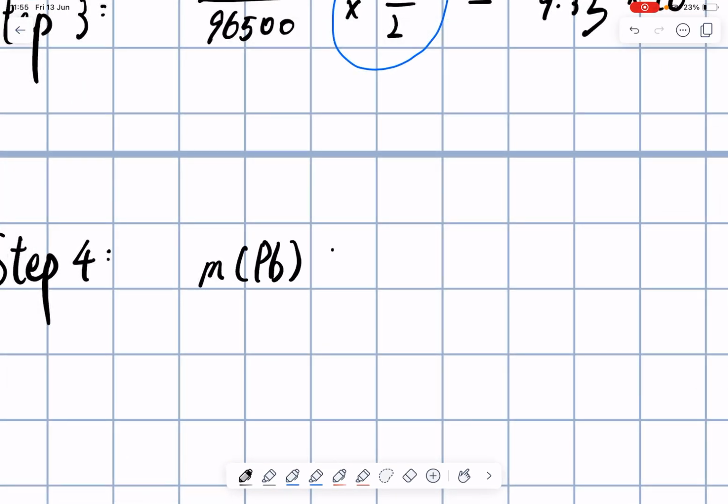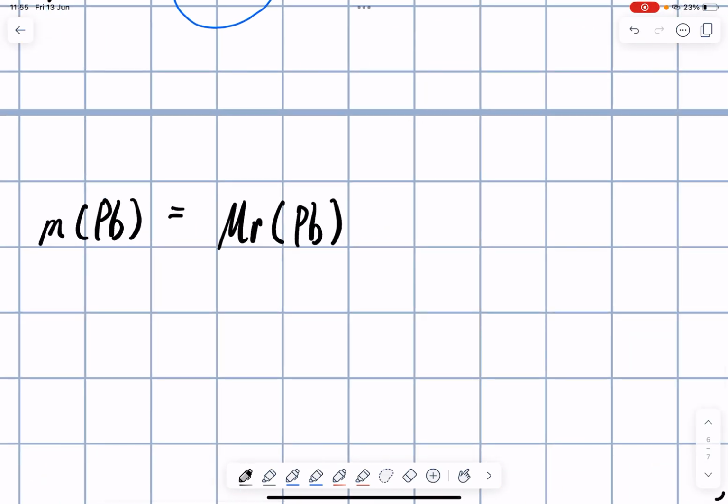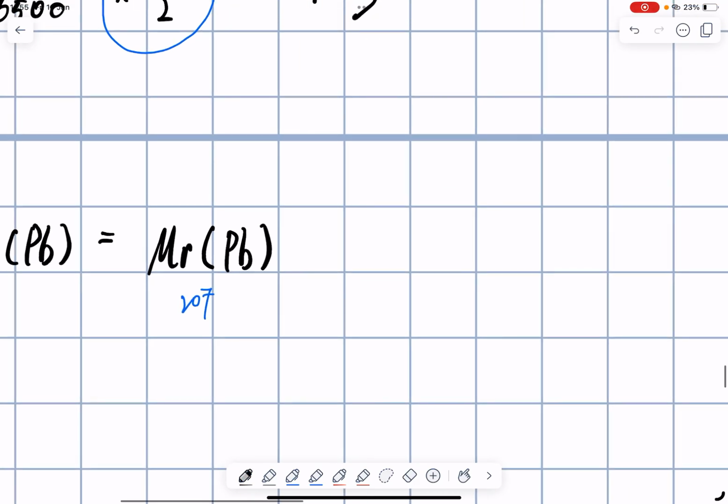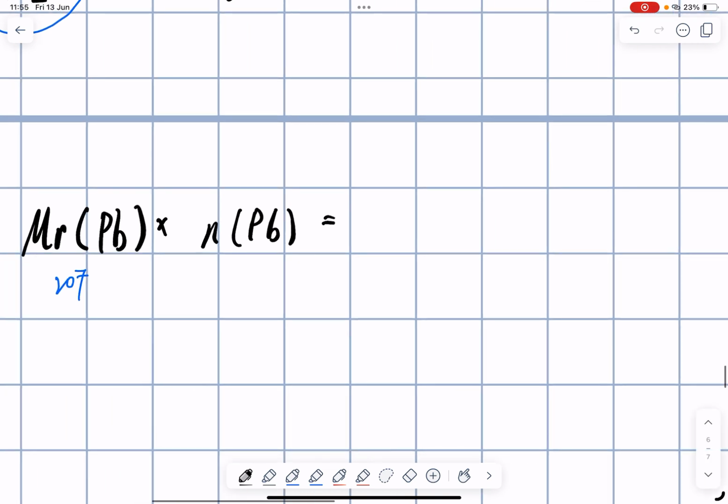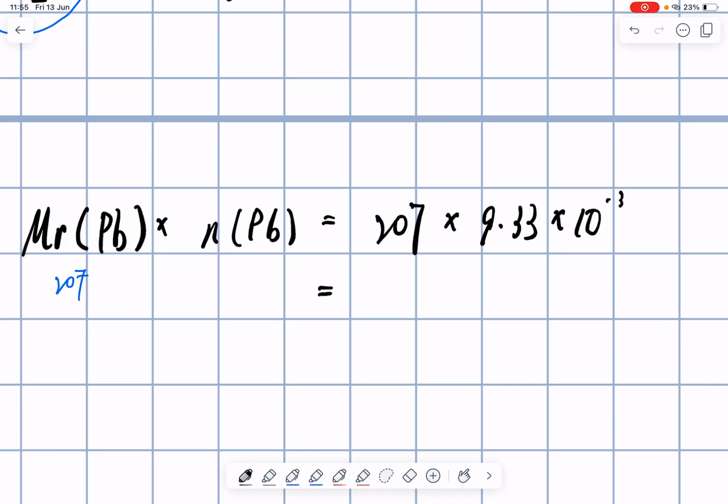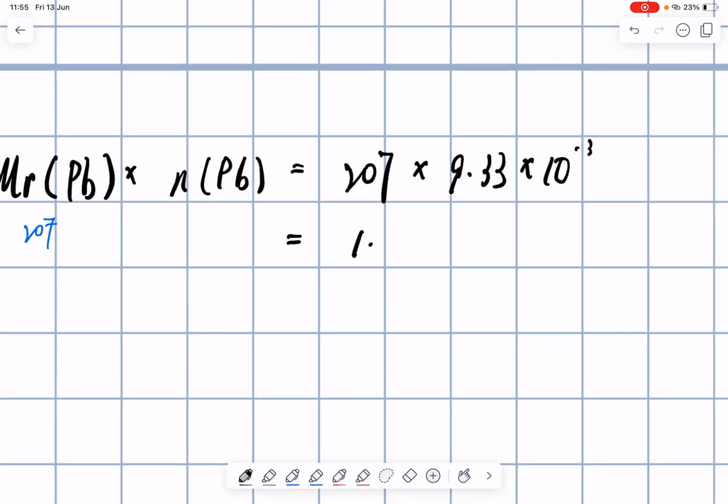And as the amounts of Pb produced and Pb2+ reduced are equal, we can easily get the mass of Pb, which equals the relative mass of Pb, which is 207, times the number of moles. So we do it like this, and we got 1.93 grams. This is the final answer.